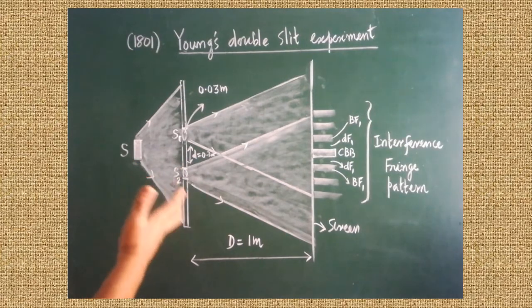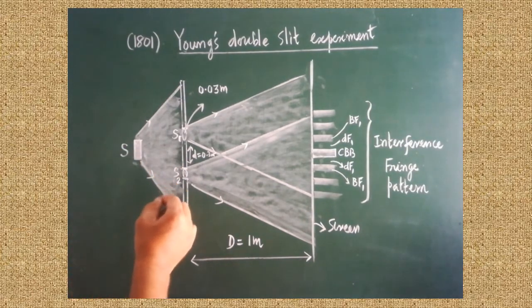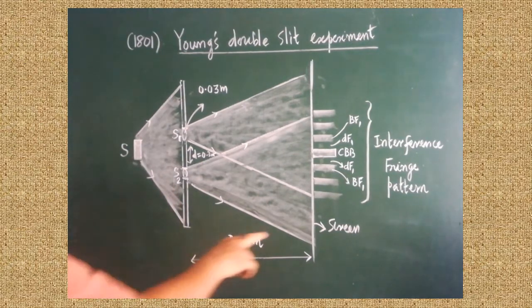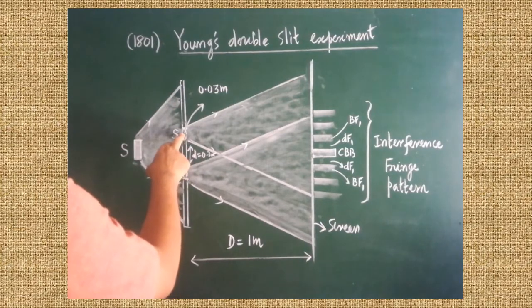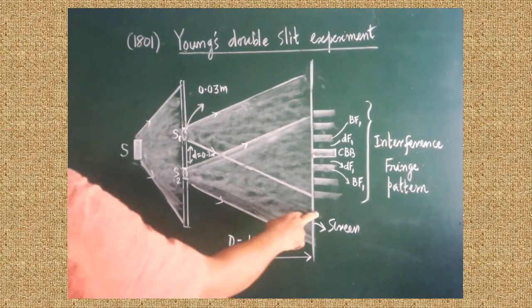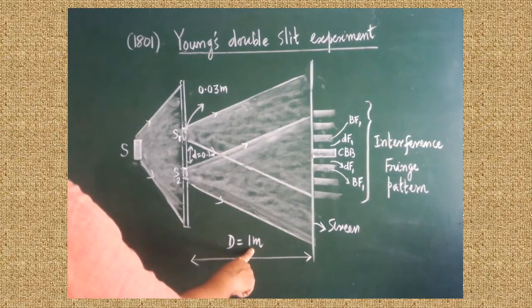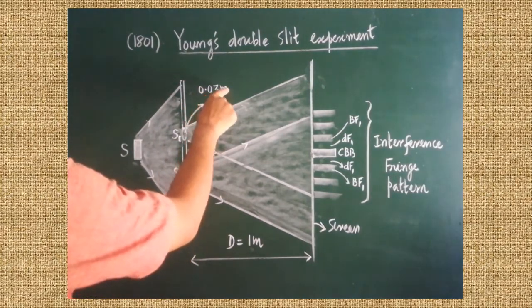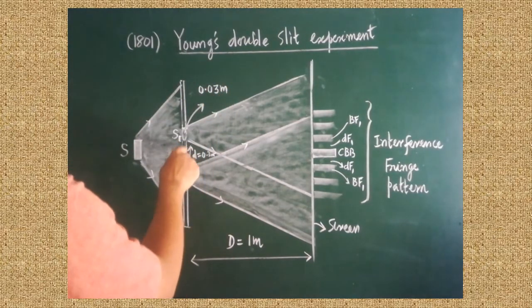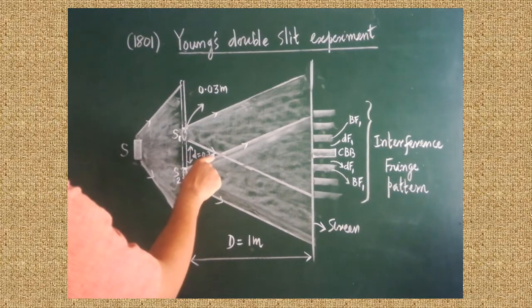Here other measurements must be clearly known. To perform this experiment, we should know the parameters of the various lengths. Here, this is the screen. These two are called coherent sources. The distance between the coherent sources and the screen must be large, around 1 meter. The width of the slit must be around 0.03 meter. The distance between these two coherent sources must be around small d equal to 0.3 meter.